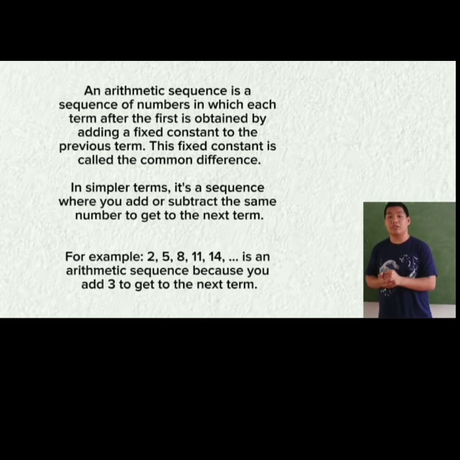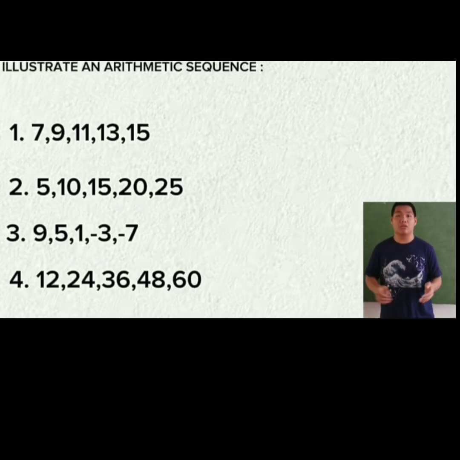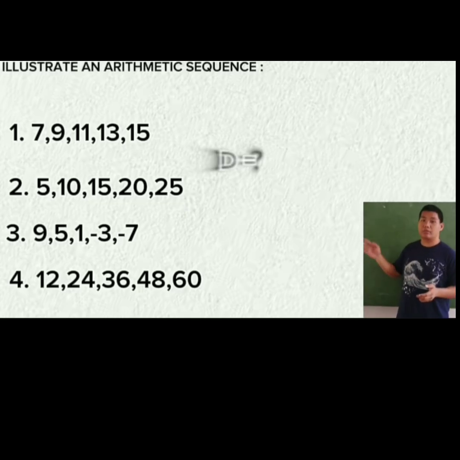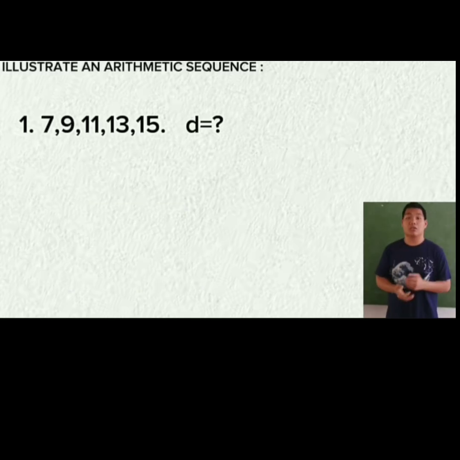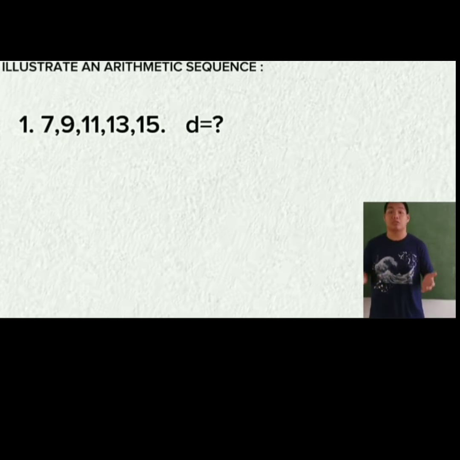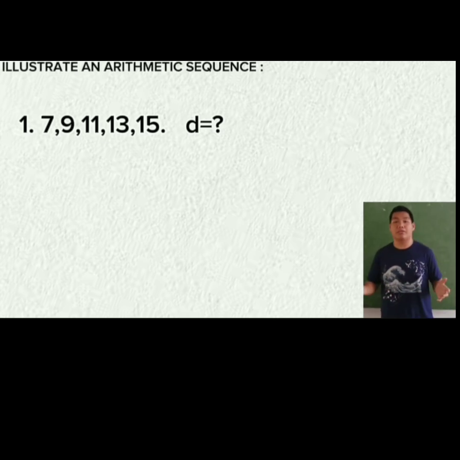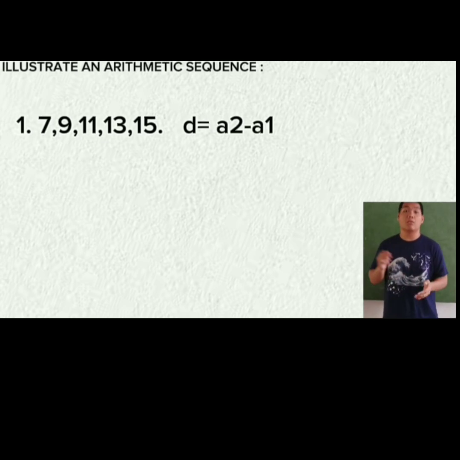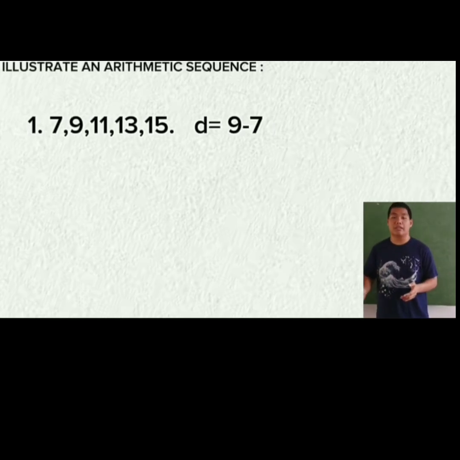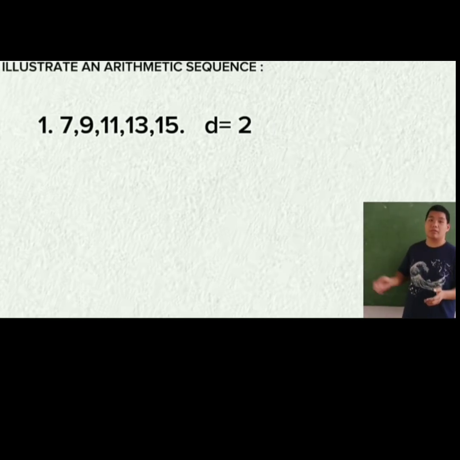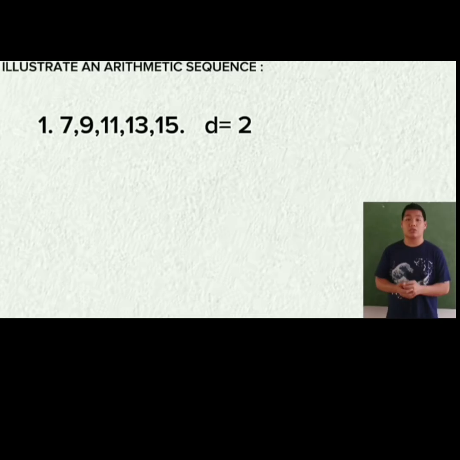to the next term. Let's try to solve the 4 given problems on finding their common difference. On the first problem, we are given the sequence 7, 9, 11, 13, and 15. So how do we find the common difference? Simple, we would just subtract the first term from the second term. 9 minus 7 is 2. So the common difference of this problem is 2.